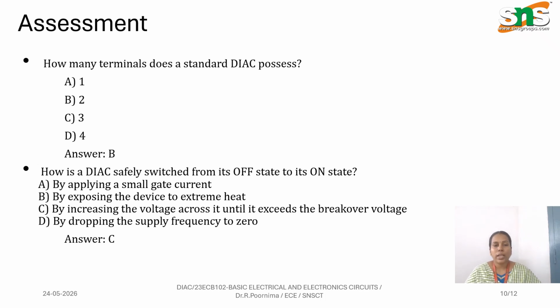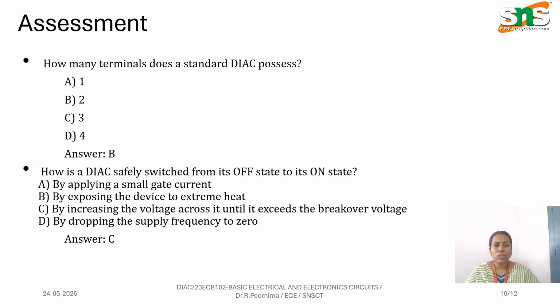And how does a DIAC safely switch from off state to on state? The options are: by applying a small gate current, by exposing the device to extreme heat, by increasing the voltage across it until it exceeds the breakover voltage, or by dropping the supply frequency to 0. We know that by increasing the voltage across it until it exceeds the breakover voltage, the DIAC safely switches from off state to on state. So the answer is C.